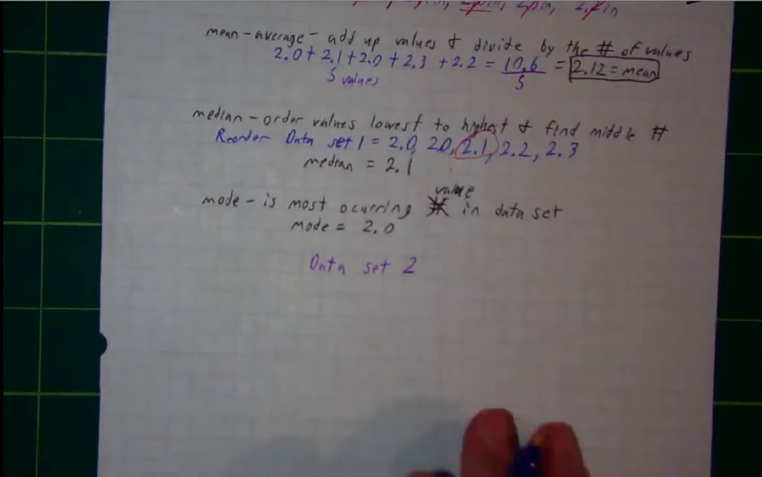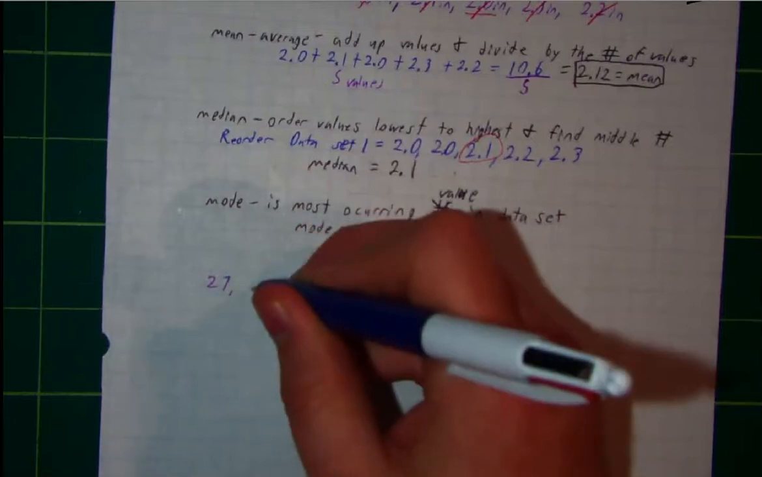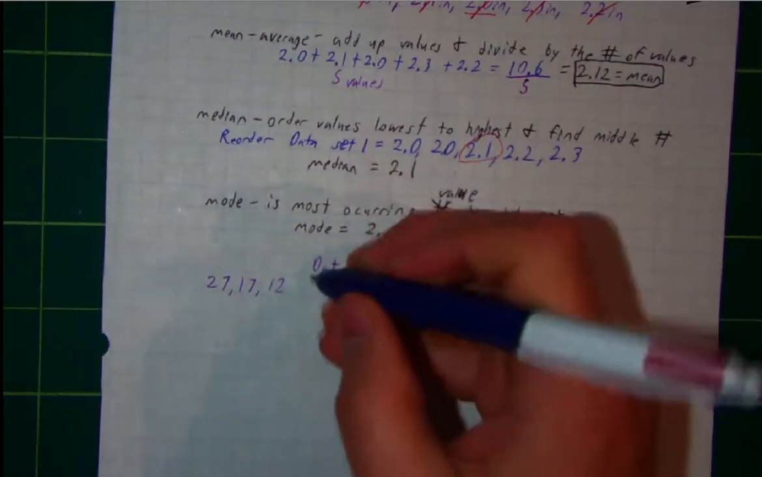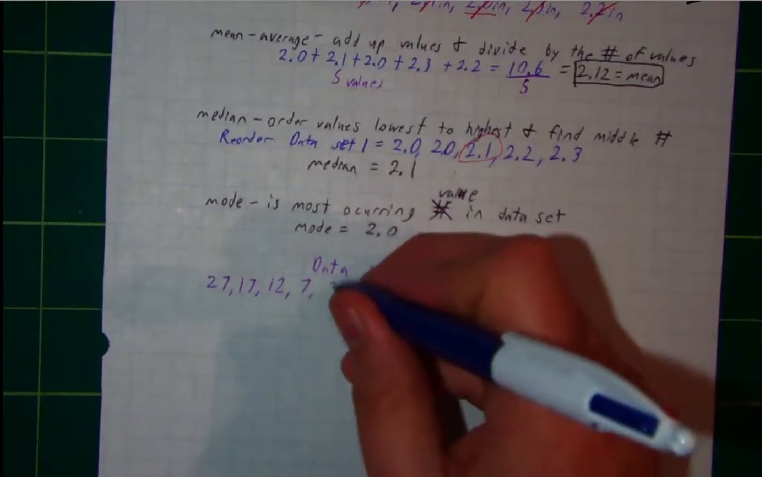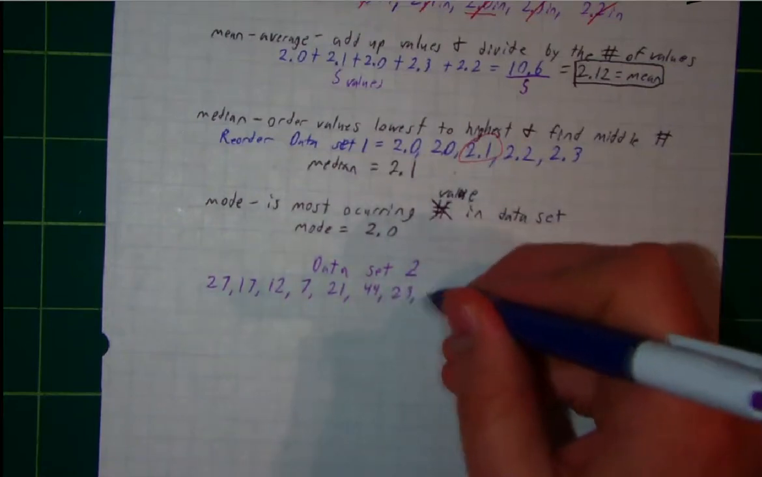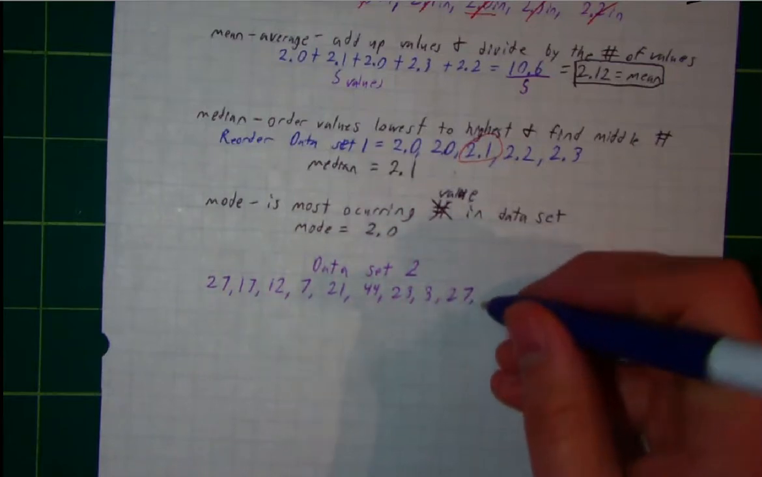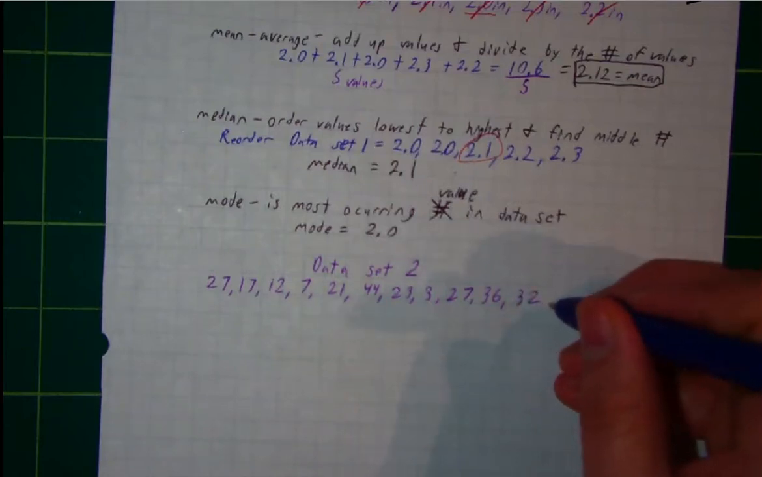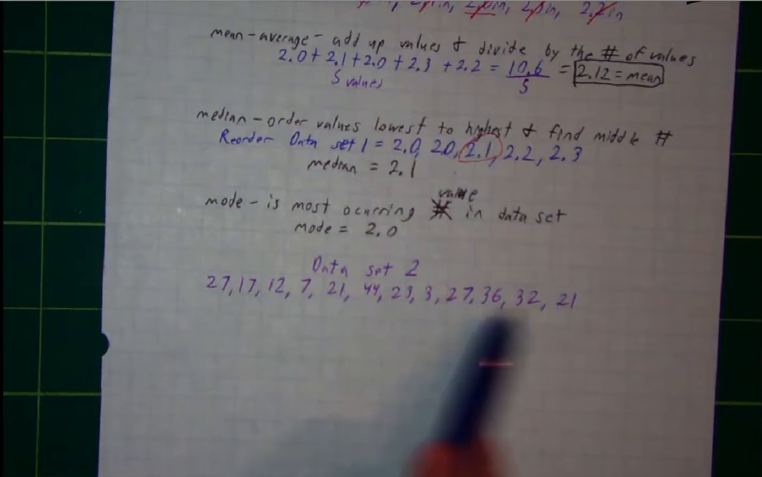And let's start writing out our values for ourselves. Let's say we have a 27, and then we have a 17. Let's say the next value is 12. Let's say then we have a 7, 21, 44, 23, 3, 27 again, 36, 32, and 21. So we should have 2, 4, 6, 8, 10, 12 values.